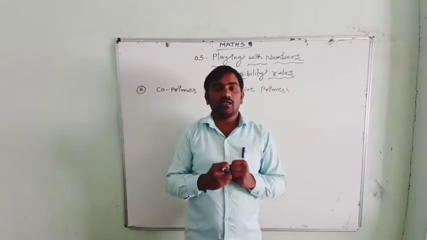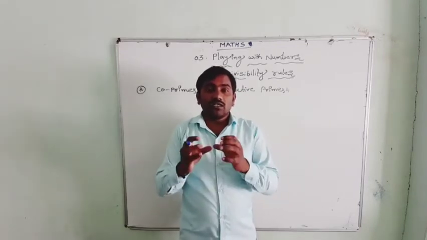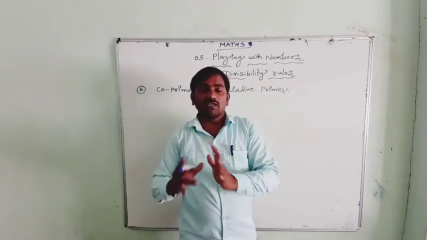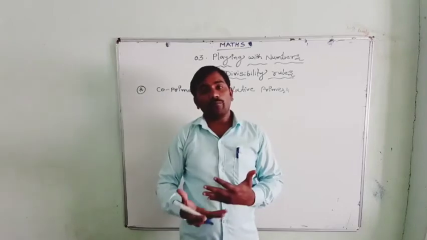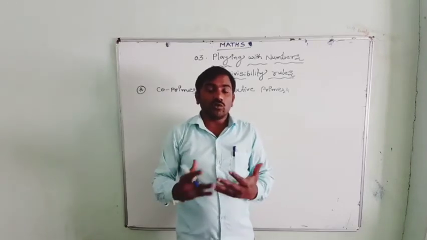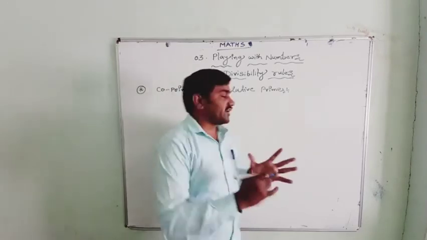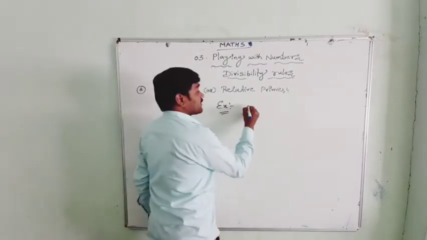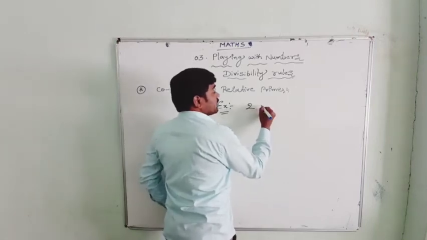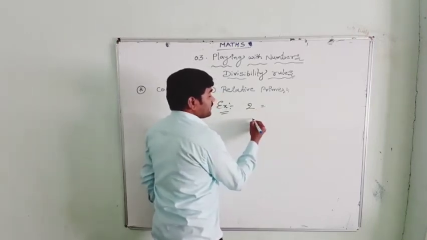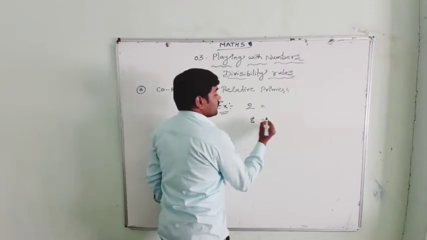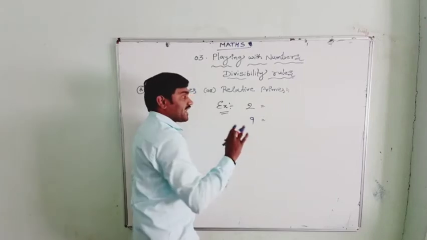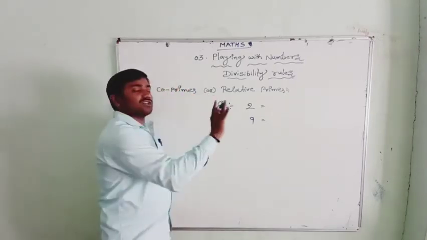There is a relativity in that. What is the relation? The given numbers have only one as a common factor and the remaining factors are different, because one is a common factor for every number. So here the remaining factors should be different. Let me write an example here. Suppose 2 and 9: are they relative primes or coprimes or not?